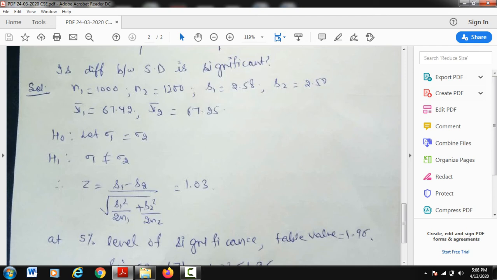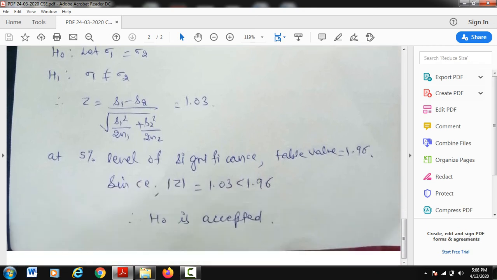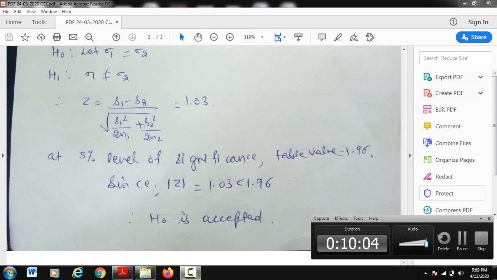Sigma 1 is not equal to sigma 2 means there is a significant difference between the standard deviation of the two samples. Now what is the Z statistic for this? As we have discussed the formula recently, it is s1 minus s2 over the square root of s1 square over 2n1 plus s2 square over 2n2. I am putting the values of s1, s2, n1 and n2. After calculating, please students verify whether it comes to be 1.03 or not.